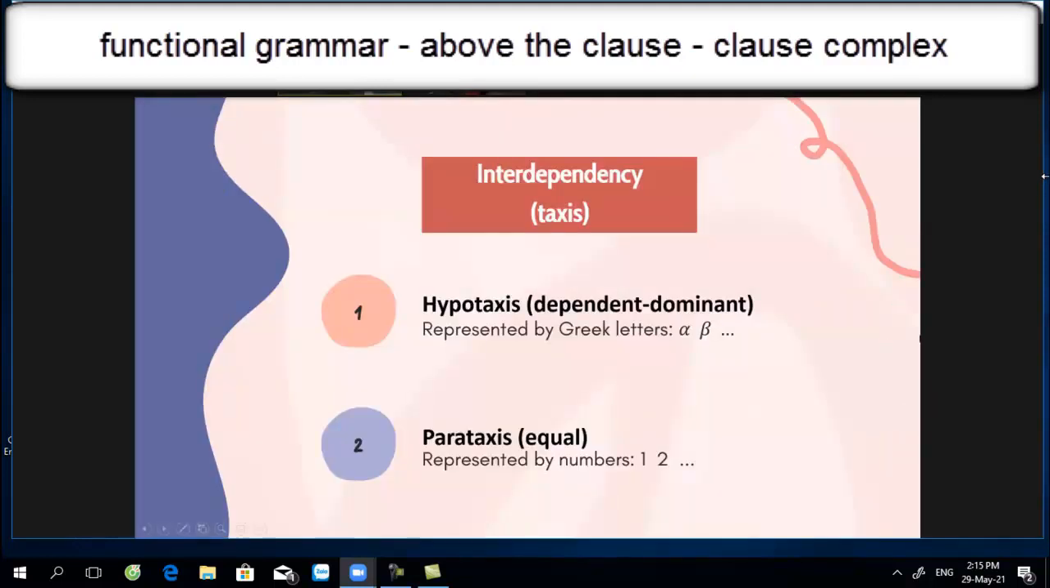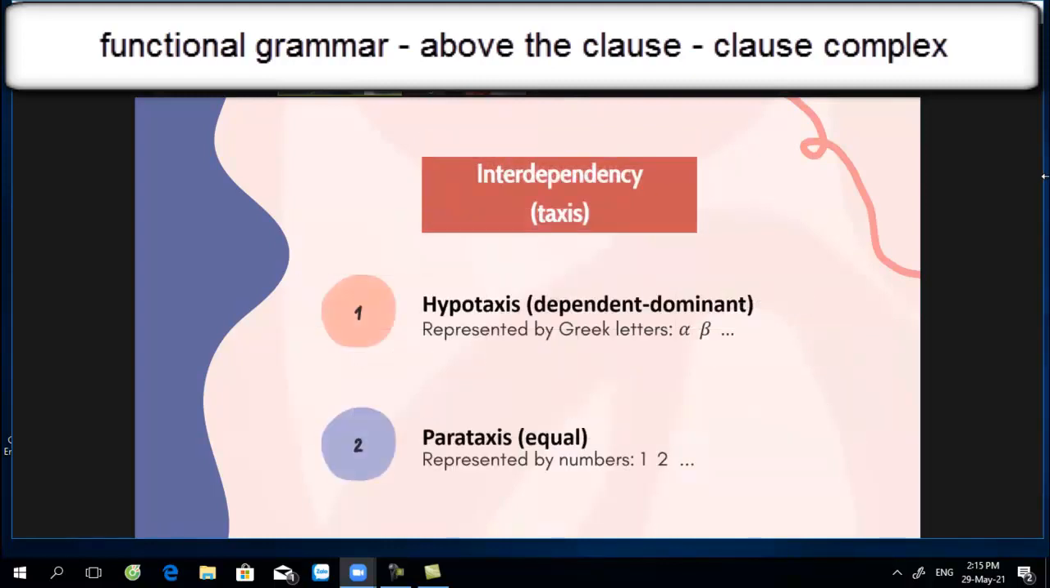So we'll talk about interdependency. For this one, as I told you earlier, hypotaxis, we refer to it as the binding of elements of unequal status. So we have one part that is the dominant, and the next clause, or the next part, is something that is dependent on the first part, that is the dependent. And we use alpha and beta for this relationship.